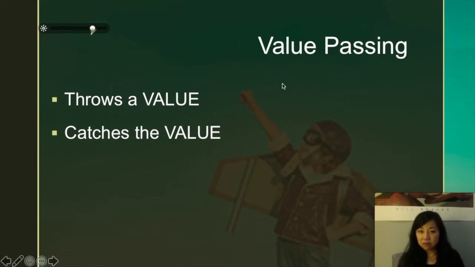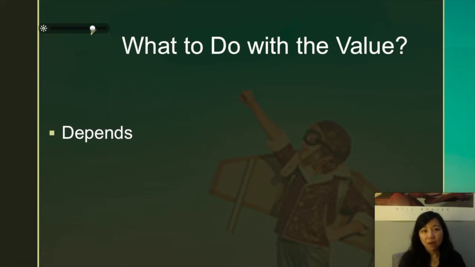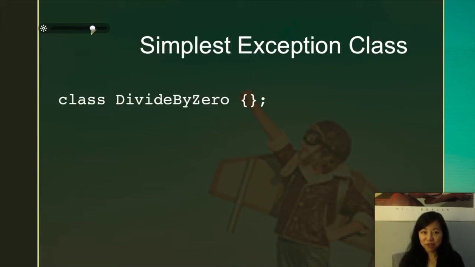So you see, it's a way of passing a value. You throw the value in the try block, and then you catch the value in the catch block. So what kind of value can you use? Any data type, even a class object, can be thrown. You can use that to throw the exception. What to do with the value really depends on how you want to handle the exception and what makes sense, right? I'm not going to tell you. As the programmer, you have to figure it out.